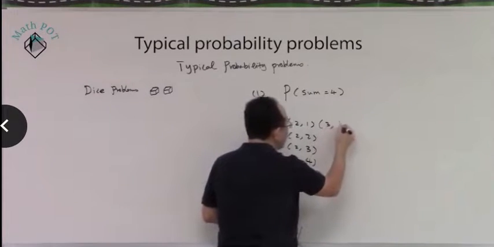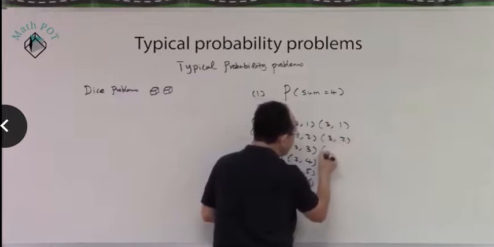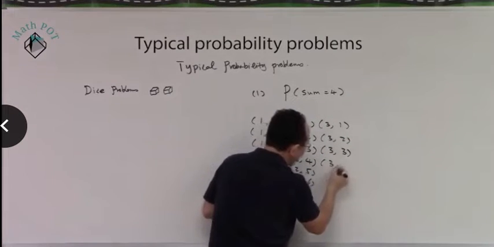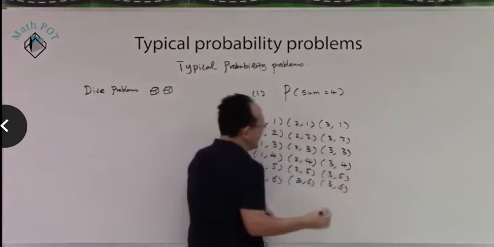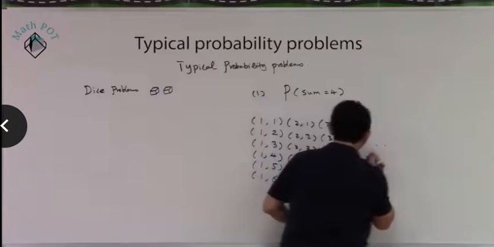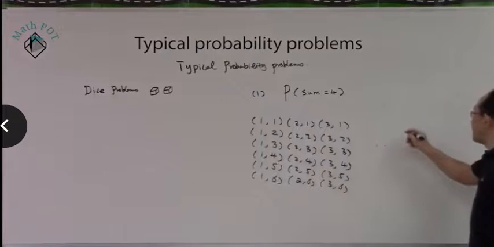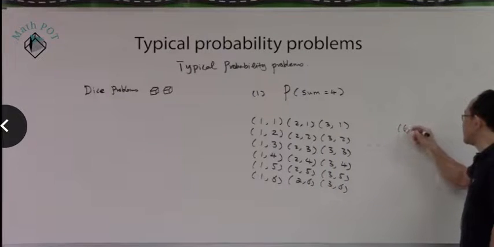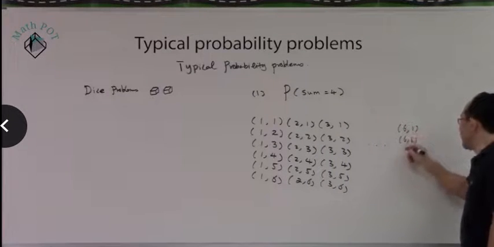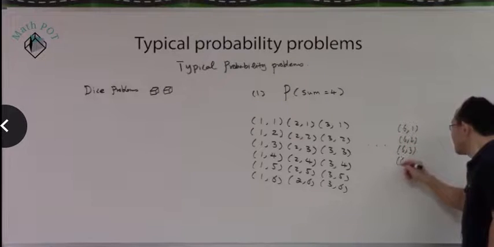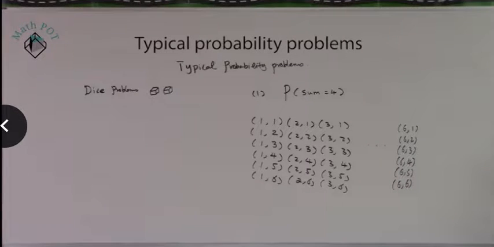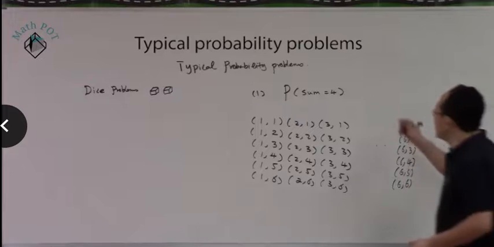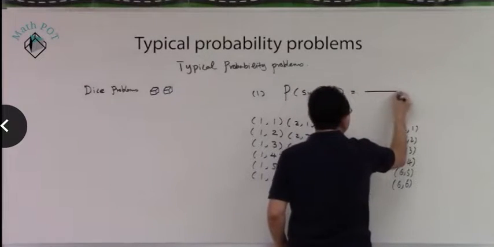So continue. How about first one is 3? Of course, 3, 1. So 3, 2. 3, 3. 3, 4. 3, 5. And 3 and 6. So continue. I'm going to put down the last column. So how about first number 6? Of course, could be 6, 1. So 6, 2. So 6, 3. So 6, 4. 6, 5. And 6 and 6. So very clear. We will have 36 outcomes. That means the bottom number is nothing but 36.